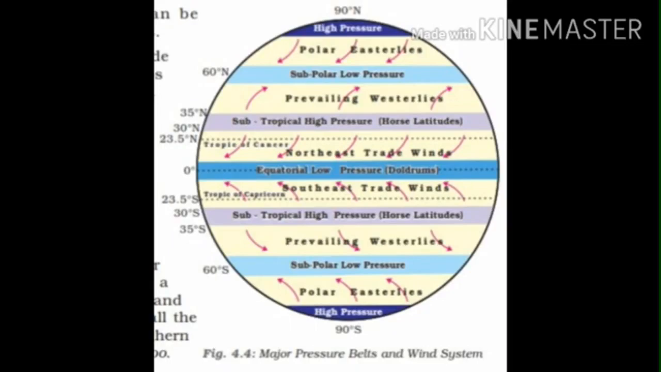This type of winds blows during a particular period of a day or year in a smaller area. That is called local winds. Clear, children? Okay, children, we'll move on to the next topic.